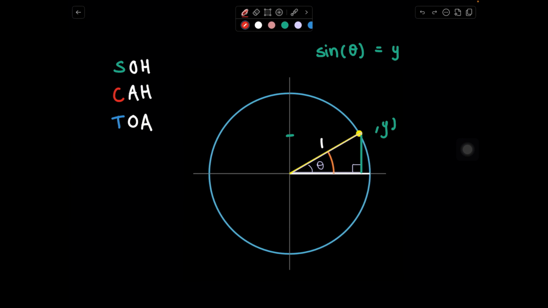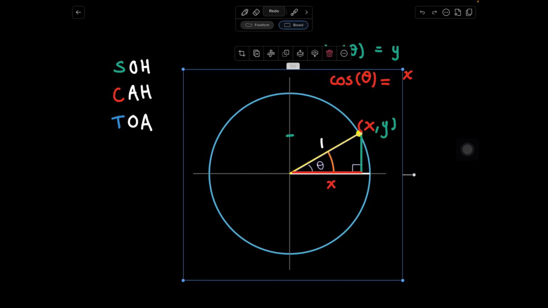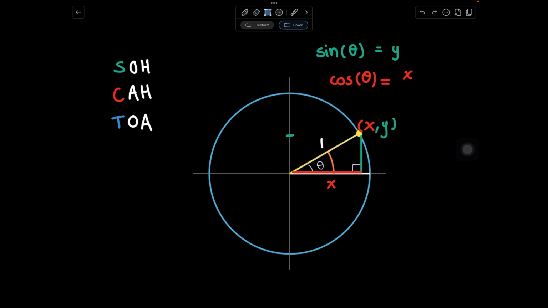Next, we can find cos of theta. That's going to be adjacent, which is our x length there, or our x value at that point. And we can find it by doing adjacent, which is x, over hypotenuse, which is 1. So this leaves us with cos of theta is equal to x. And this is a very, very important concept as well.